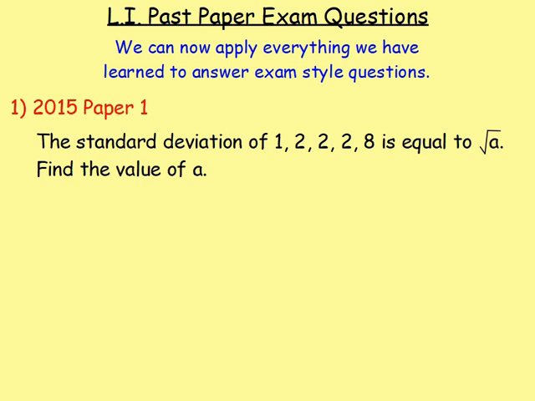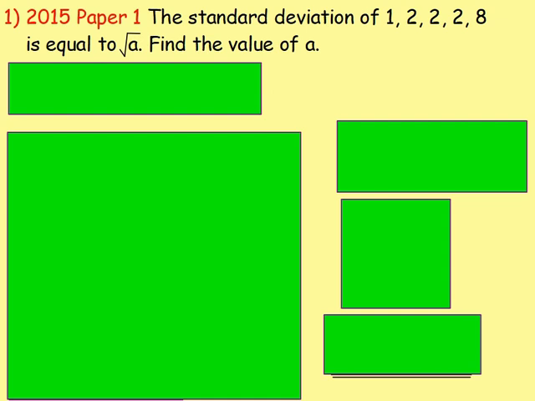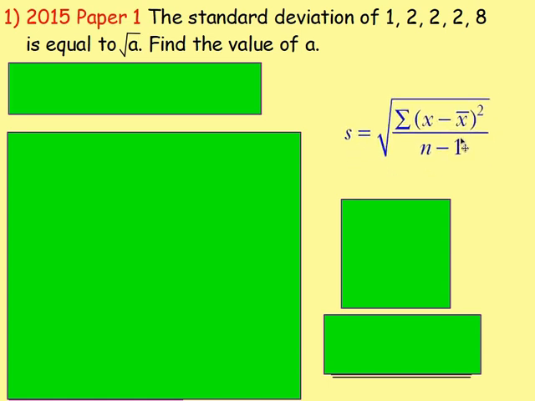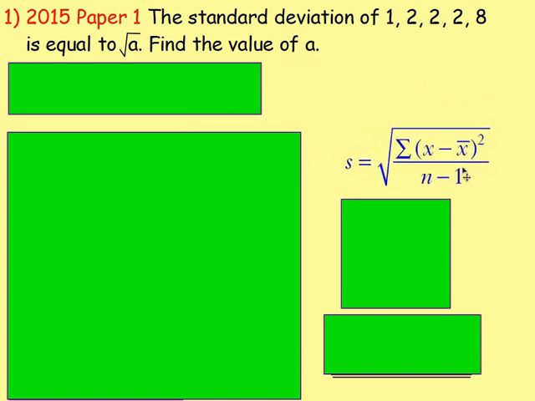What you should be taking from this is that it is talking about the standard deviation. And when it's talking about the standard deviation, you're thinking about those two formulas on the formula sheet. There is one of them that I teach and use, and one that I don't. The one that I use is this one here. So this should be jumping into your head. It's saying the standard deviation is equal to root A. So we need to find the value of A, and to do that we need to find out what the standard deviation is equal to.